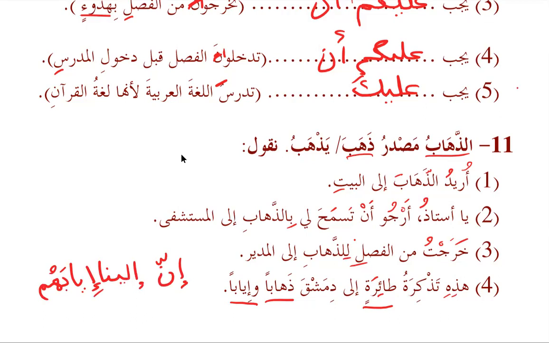Why is iyab mansub? Because it's ism inna. Ism inna is delayed; it doesn't come straight after inna, as usual. We could say inna iyabahum ilayna, indeed their return is to us. But you can also say inna ilayna iyabahum. It's like saying inna fil-ghurfati kursiyyan.